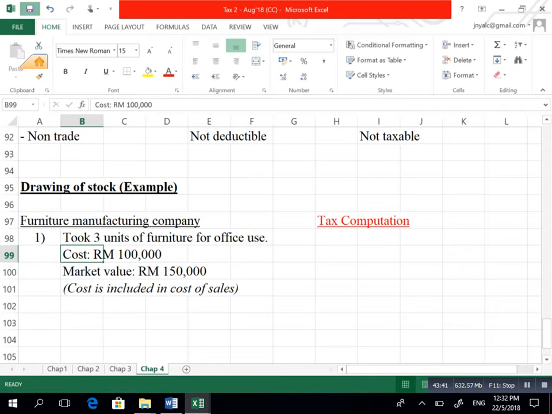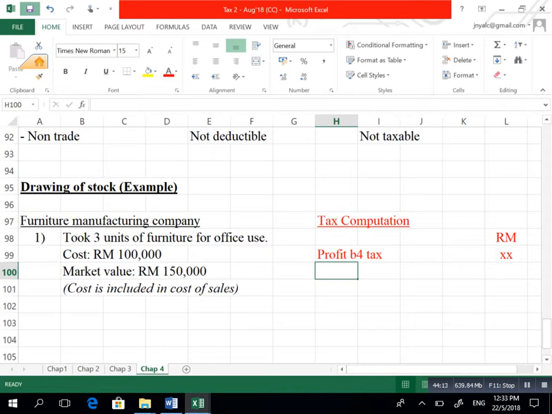So I just give you a draft tax computation here. Normally we will start from the profit before tax. Now let's assume there's a certain amount here. After profit before tax, we will need to do adjustment, either add, minus, or no adjustment. Class, try to think on your own first. What will be the adjustment here?